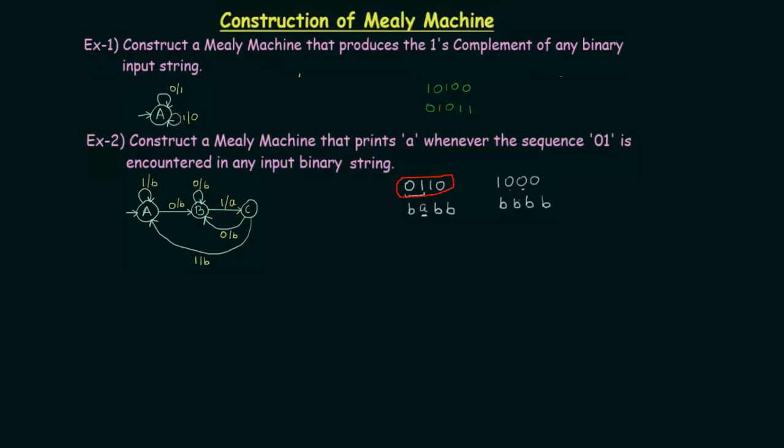Whenever we are producing 0110, from A on 0 it comes to B, and it produces the output alphabet b. From B to C on 1, the output alphabet it produces is a. Next, we again apply 1, so it goes back to A, and it produces the output alphabet b. Again, if I apply 0 on A, it goes to B, and the output alphabet is small b. You can check this one also.